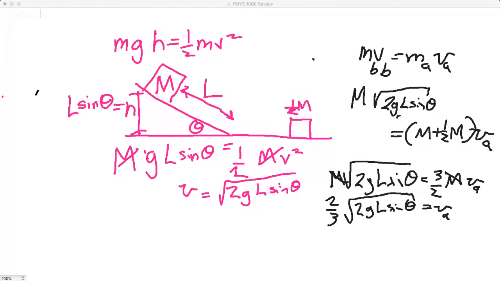The 3/2 comes from as that mass comes down. You have two masses. The big mass is capital M. The small mass is 1/2 m. You're looking at mass before times velocity before is mass after times velocity after. They both strike and move together in that question. That's conservation of momentum.